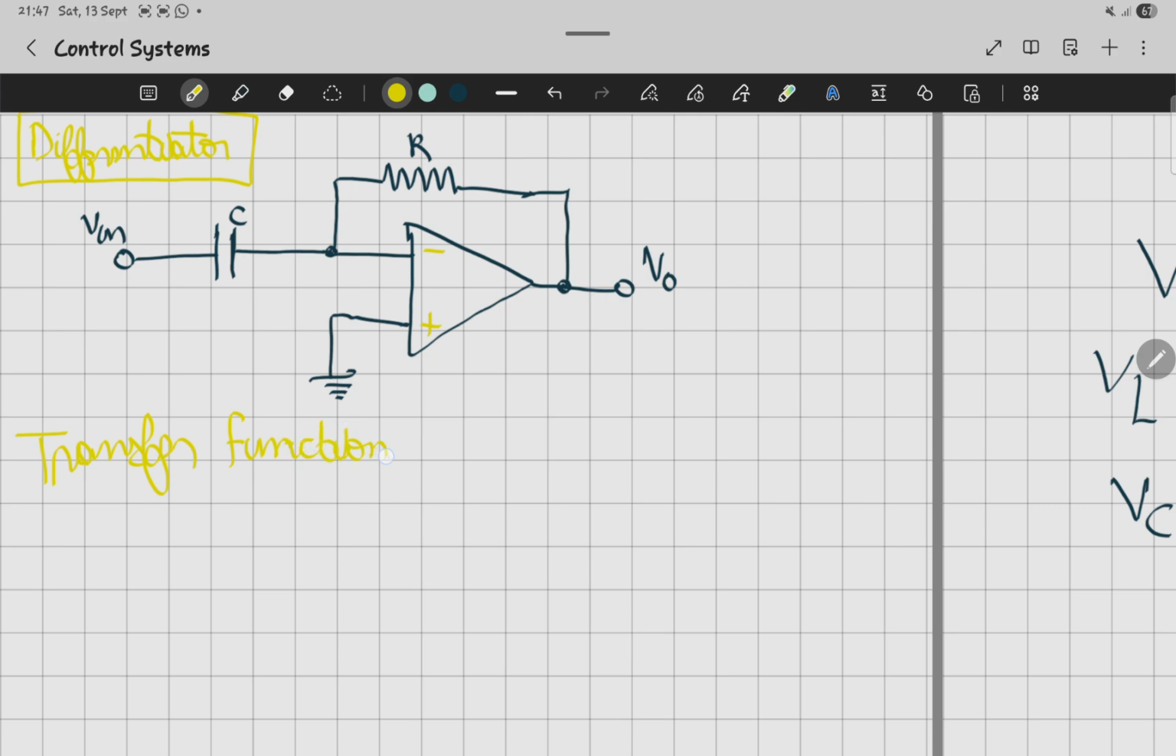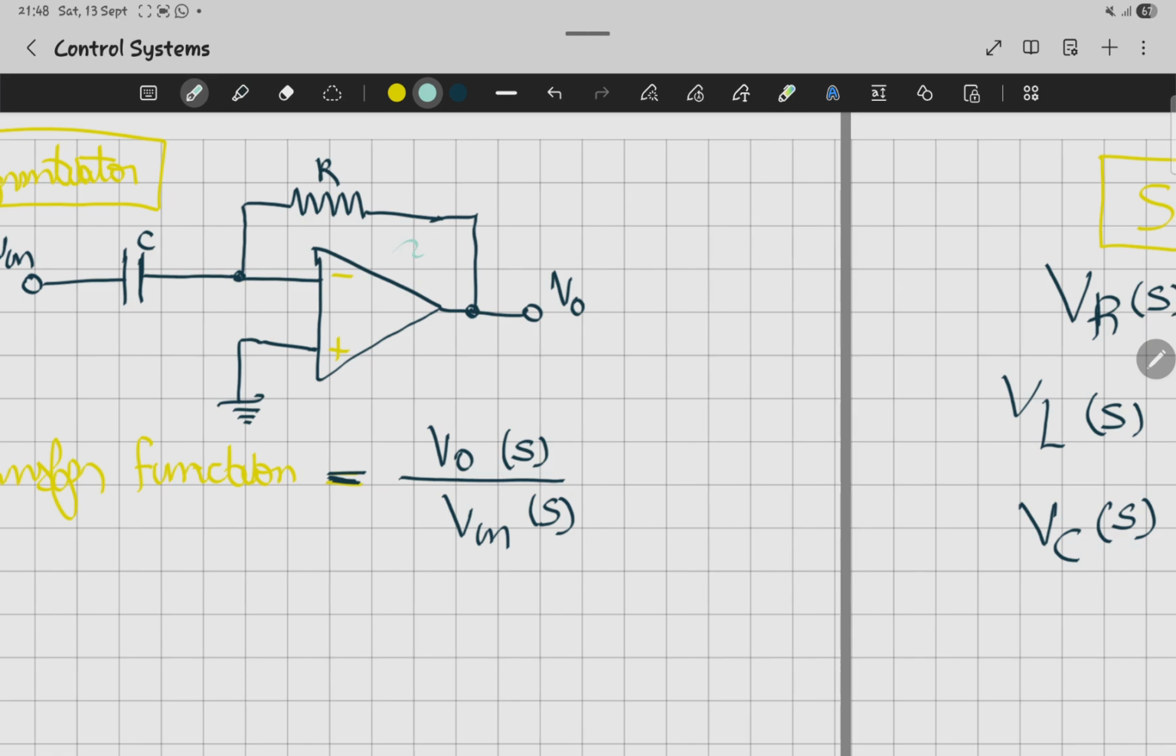Okay, so the transfer function of this AC is going to be V output over V in. Let me just put it in the S domain. In order for you to get the transfer function, there are things that you need to pay attention to.